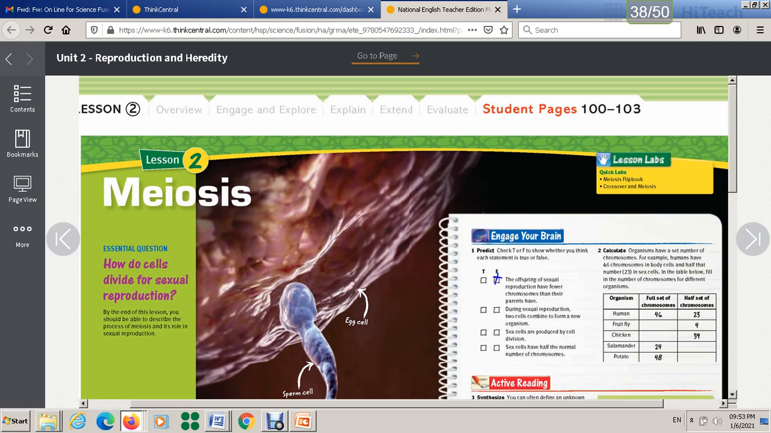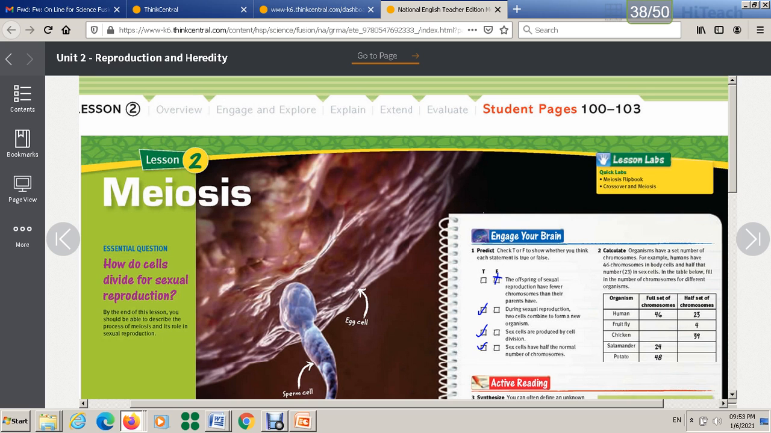The second one. During sexual reproduction, two cells combine to form a new organism. This is correct. We will explain all of these together. The third one. Sex cells are produced by cell division. Yes. The last one. Sex cells have half the normal number of chromosomes. Actually, this one is also true. We will explain all of these statements. Once you finish studying this lesson, you will be able to explain all of them.